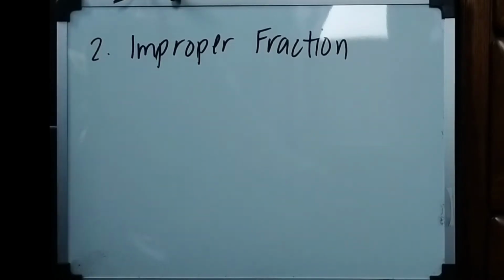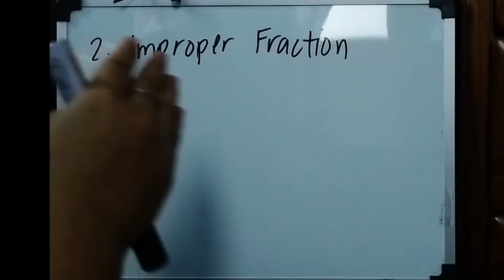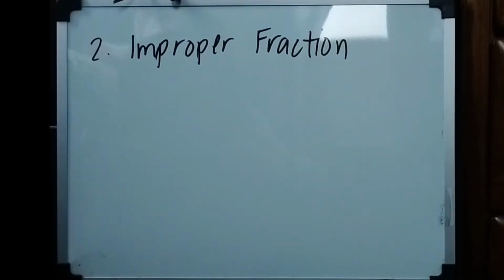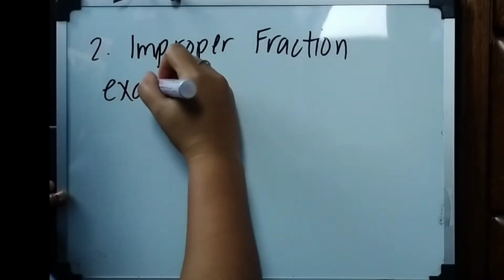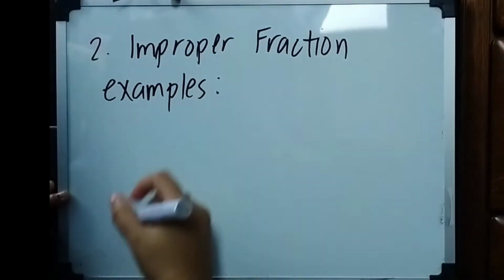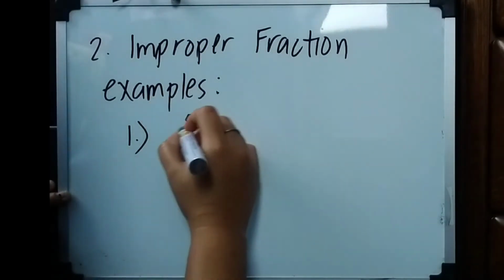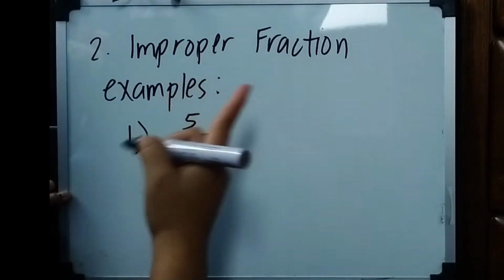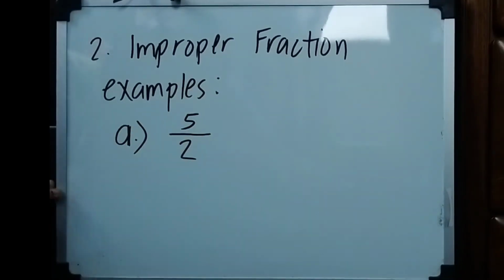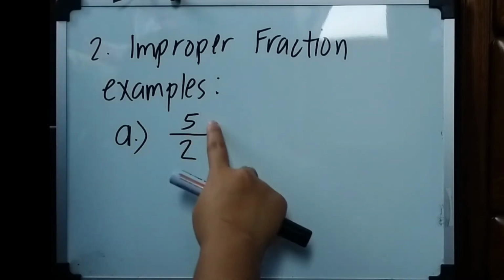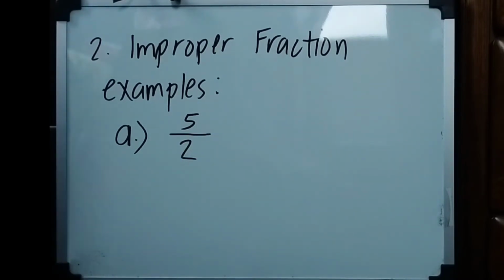So for our second type of fraction, we have improper fraction. Basically, this is just the opposite of the proper fraction. In an improper fraction, our numerator is greater than the denominator. So here are some examples. As we can see, our numerator is greater than the denominator. So this is our rule for determining whether a fraction is improper or proper.